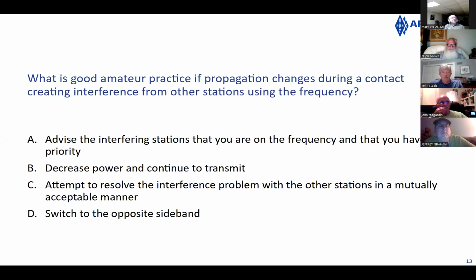What is good amateur practice if propagation changes during a contact, creating interference from other stations using the frequency? Advise the interfering station that you are on the frequency and that you have priority. Decrease power and continue to transmit. Attempt to resolve the interference problem with the other station in a mutually acceptable manner. Switch to the opposite sideband. C. Yep, C is right. Attempt to resolve the interference problem with the other station in a mutually acceptable manner.